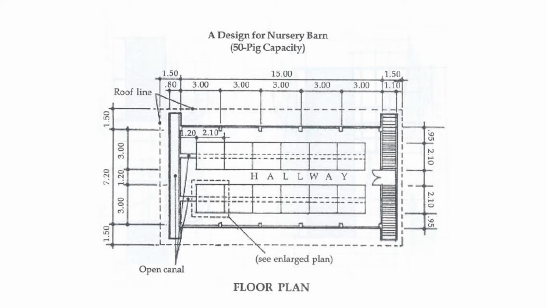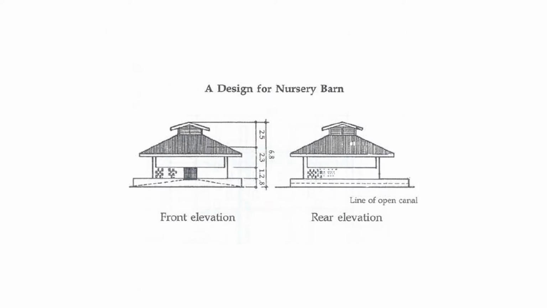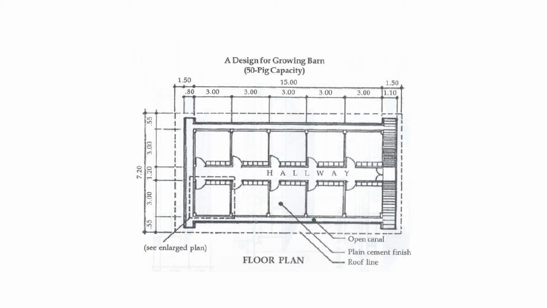Then for the nursery barn na tinatawag, nasa 15 by 7.20 meters, pareho sila nung farrowing barn. Then ganun rin yung itsura. Ganun rin yung size. Then for the growing barn naman, hindi na siya pen eh. It is more a pen pa rin, pero it will not house yung individual na animal. So sa growing barn, nandun na yung mga wean na piglets natin.